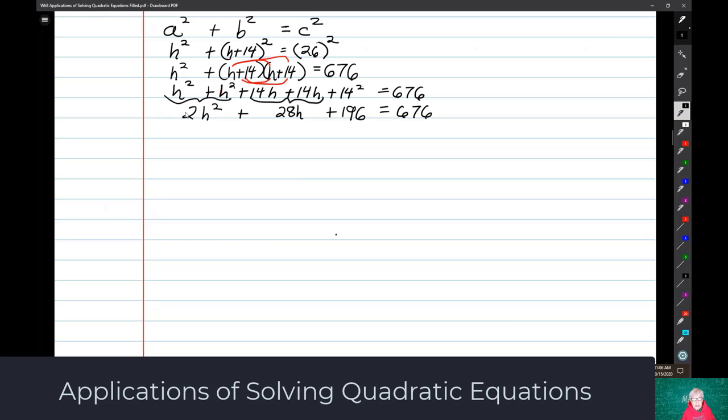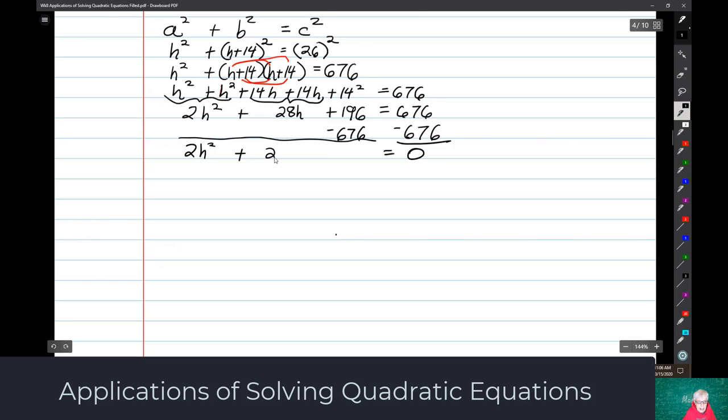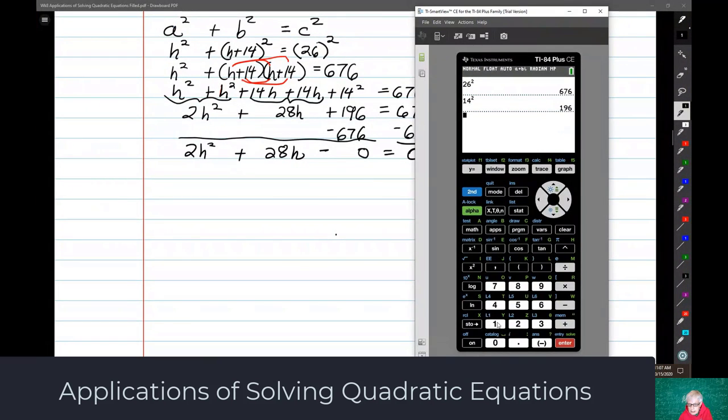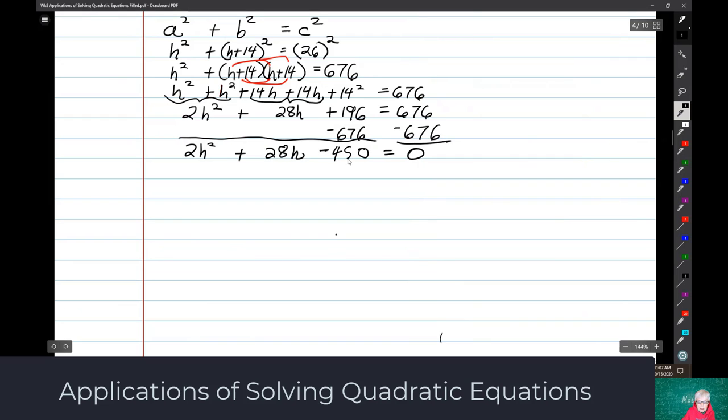So now I'm going to subtract, this is a quadratic equation, so I'm going to subtract 676 from both sides of the equation, so that I will get a zero over here. So I'll have 2h squared plus 28h, and 196 minus 676 is negative 480. So that's what I've got right now.